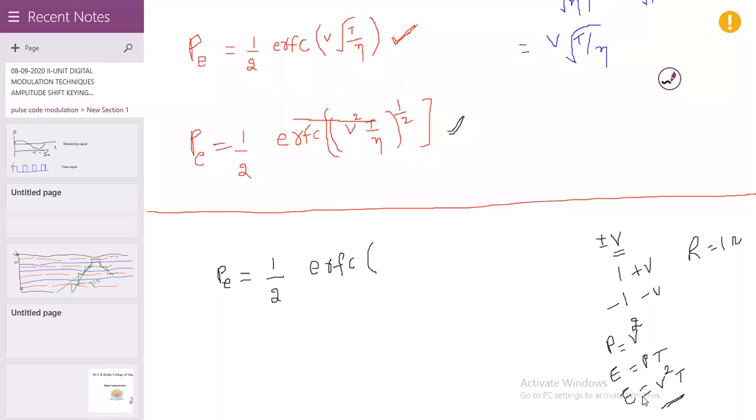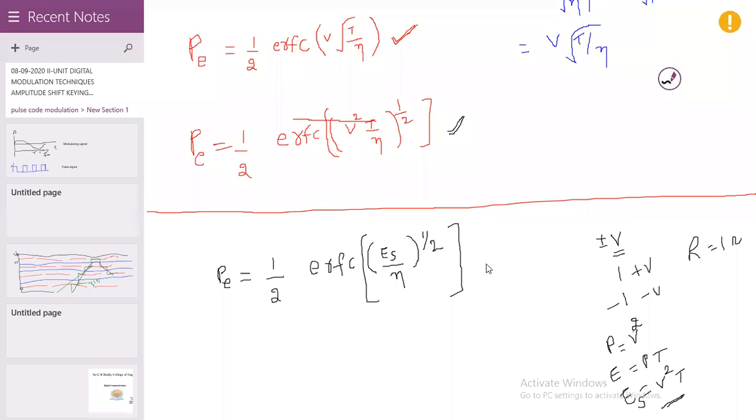So we can replace V squared T with the energy, indicated generally as Es, the symbol energy. That's why V squared into T is Es. The probability of error is Q of the square root of Es by eta, that is, (Es/eta) to the power of 1/2. This error occurs when the data signal is transmitted by the transmitter. Either a 1 or a 0 is transmitted, and only one bit is available at the integrator, so we can calculate the probability of error.